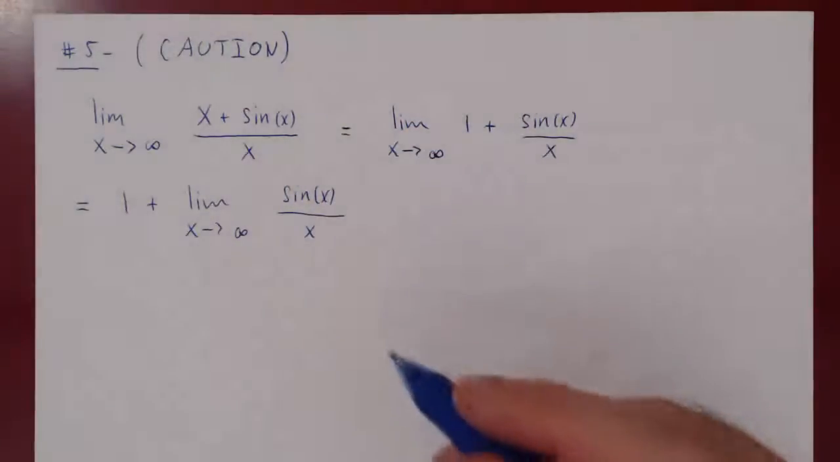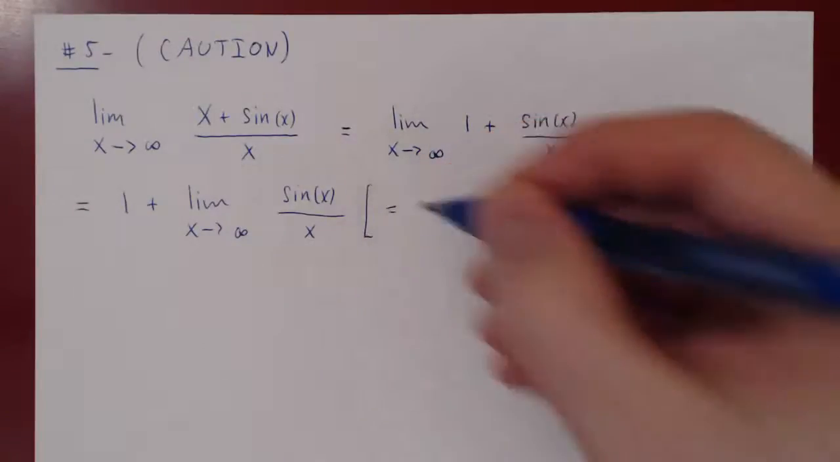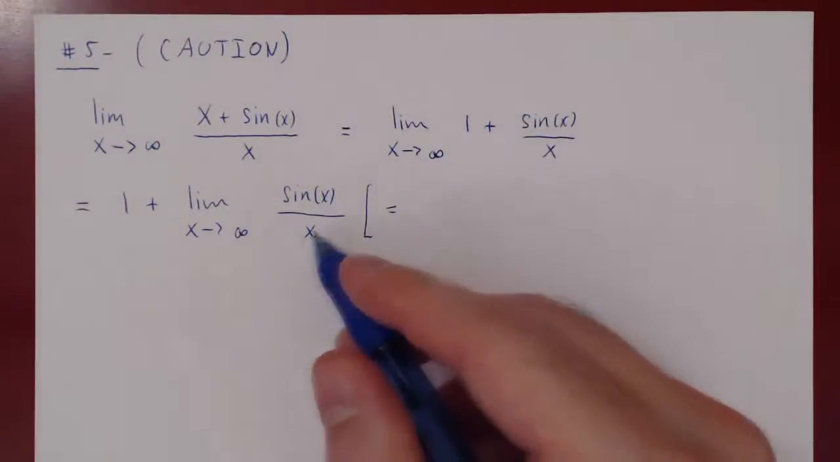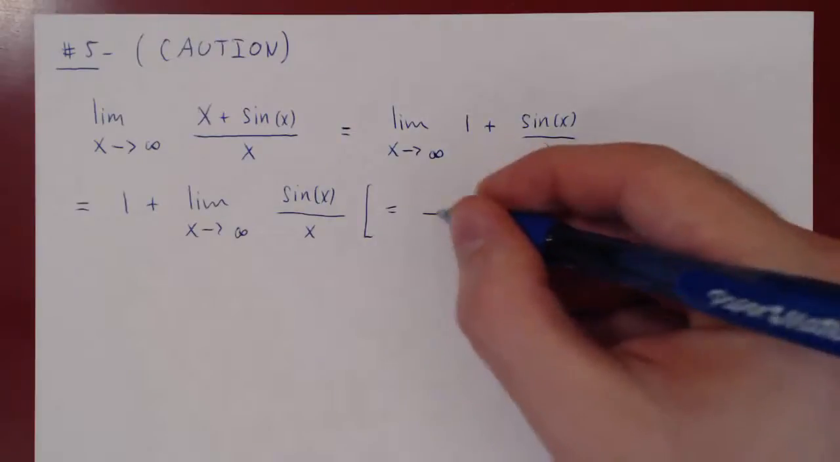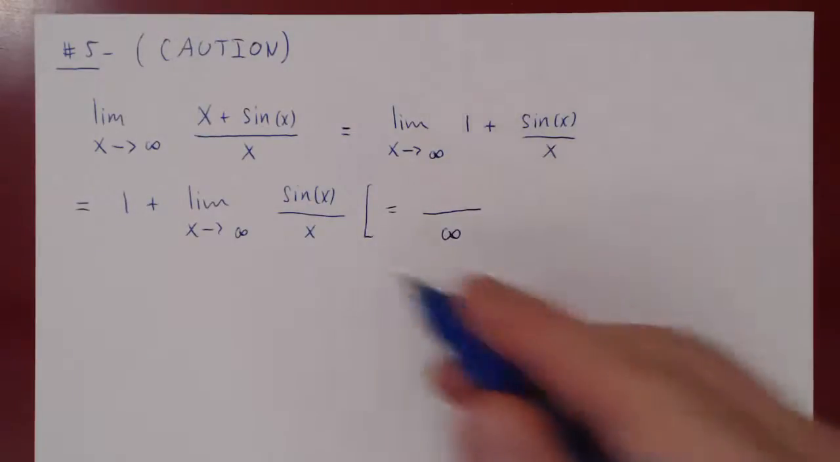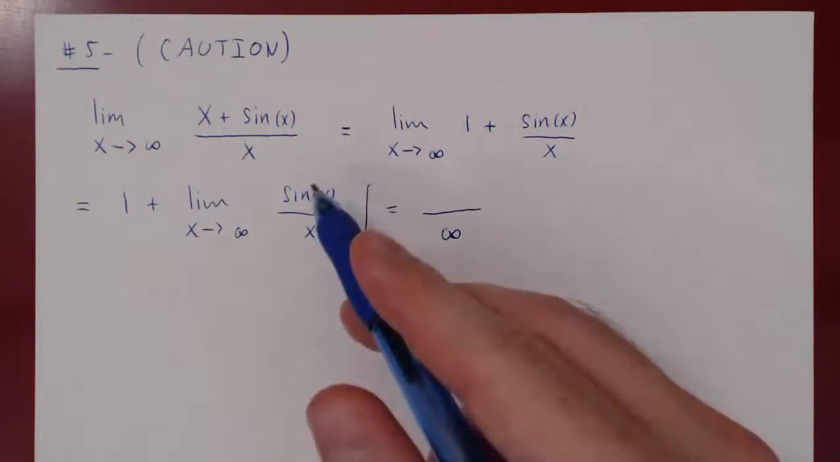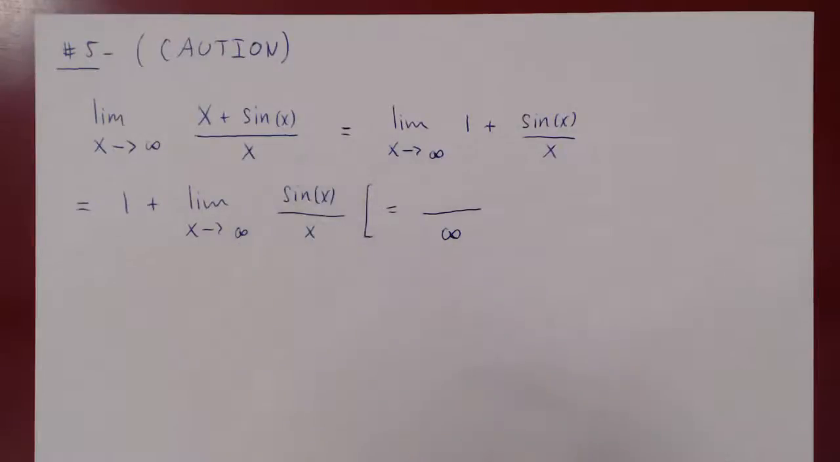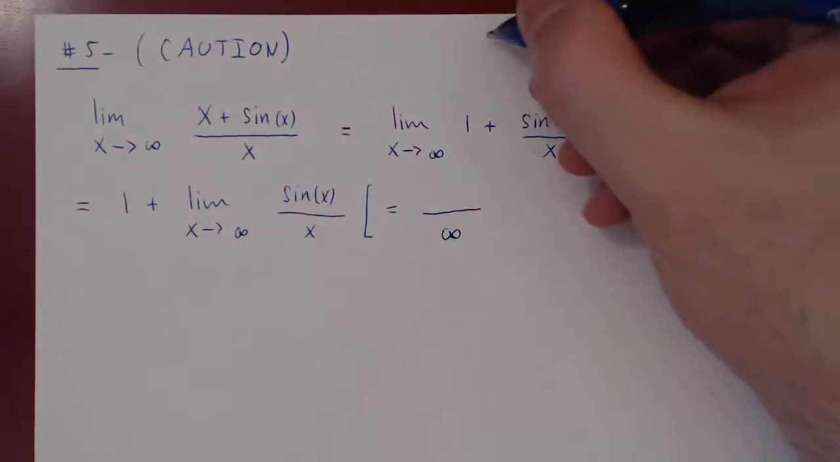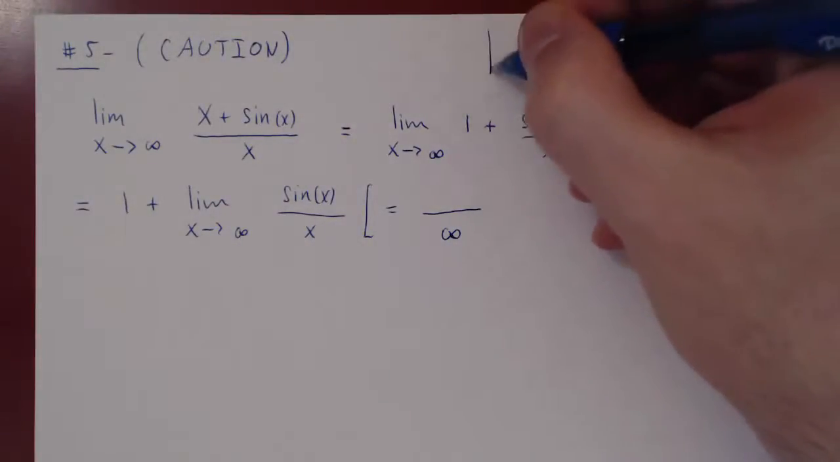Look at this limit now. Look at our case. As x goes to infinity, x goes to infinity. What about sine of x though? What happens to sine of x as x goes to infinity? Well, let's sketch this graph of sine of x here.